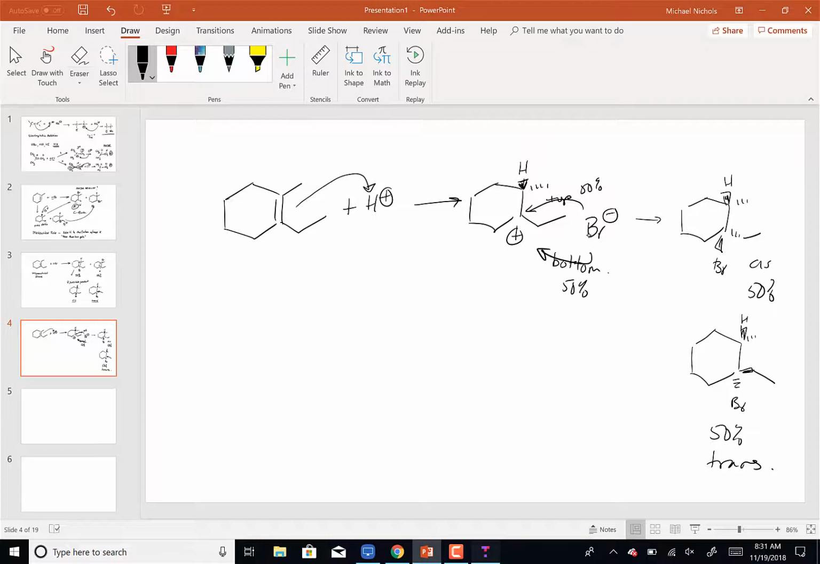So for HX addition, because it goes through a carbocation, any reaction that goes through a carbocation will be 50-50 cis and trans. Okay? So that's going to be a characteristic of ours. Any carbocation intermediate, whenever you have a carbocation intermediate, you always get 50-50 of the cis and the trans product. So that's going to be one of these general rules.